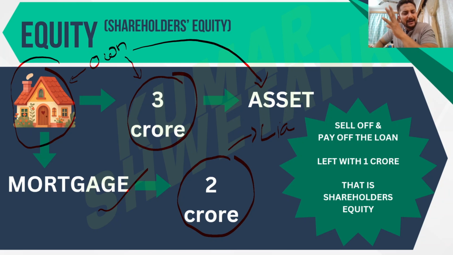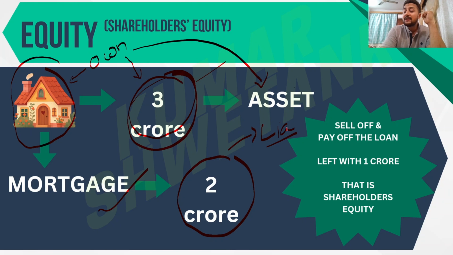Let's come up with a hypothetical solution. I'm not actually selling off my house, it's a hypothetical situation. If I sell off my house, which is worth rupees 3 crores, I will get 3 crores of rupees, and from that I have an asset of 3 crores.